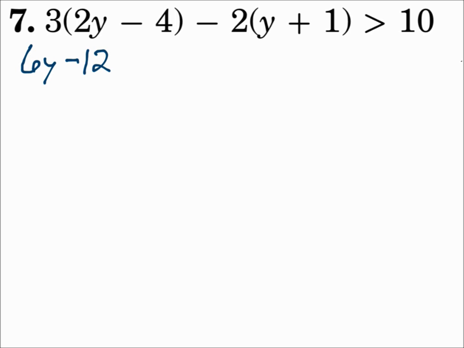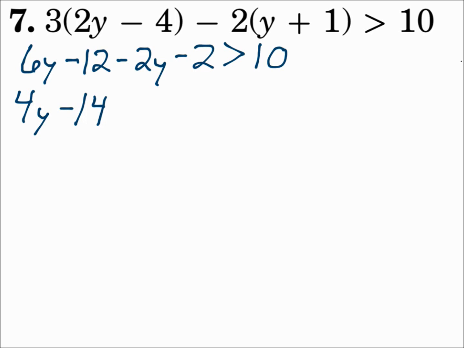For the next one, watch that minus sign on the 2. -2 times y is -2y, and -2 times 1 is -2. There's no fractions to worry about. Now combine like terms. On the left, you can combine 6y minus 2y to get 4y, and we can combine -12 minus 2 to get -14.